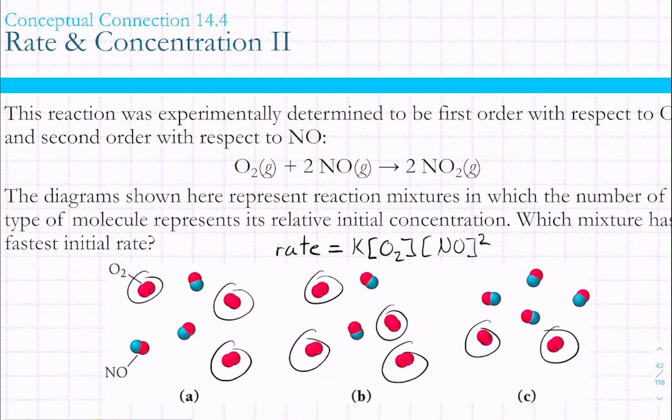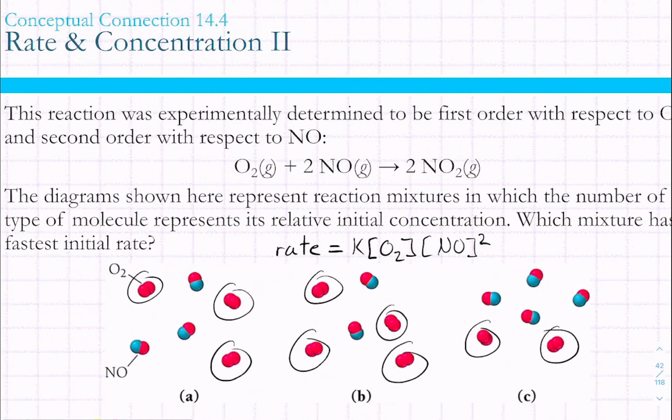Yeah, exactly. So because it's second order with respect to the nitrogen monoxide, any change in that concentration is going to be squared, or rather, any change in that concentration is going to square the change in the reaction rate. So even though B has 4 oxygen molecules, that's only going to be to the first power. And C will be to the second power.